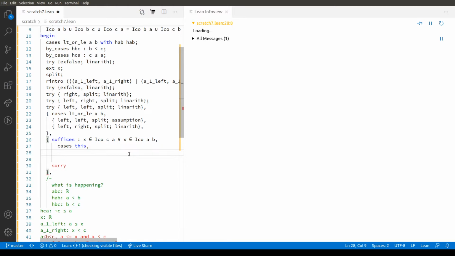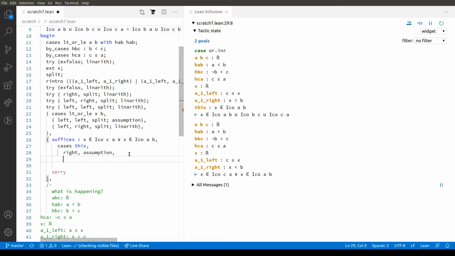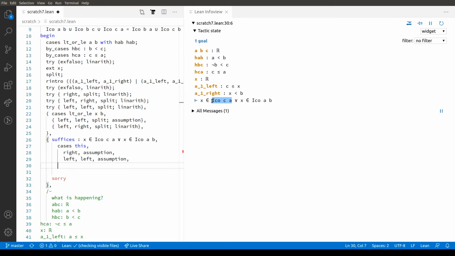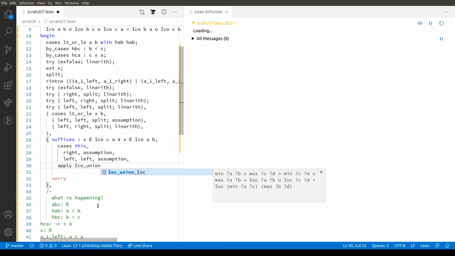So this is Ico c a. So this is right assumption. And this one is left assumption. And so now it suffices to prove that this is this and this is this. And so now there'll be a lemma, right? So now I need to apply kind of Ico union Ico or something. Is there some Ico union Ico?